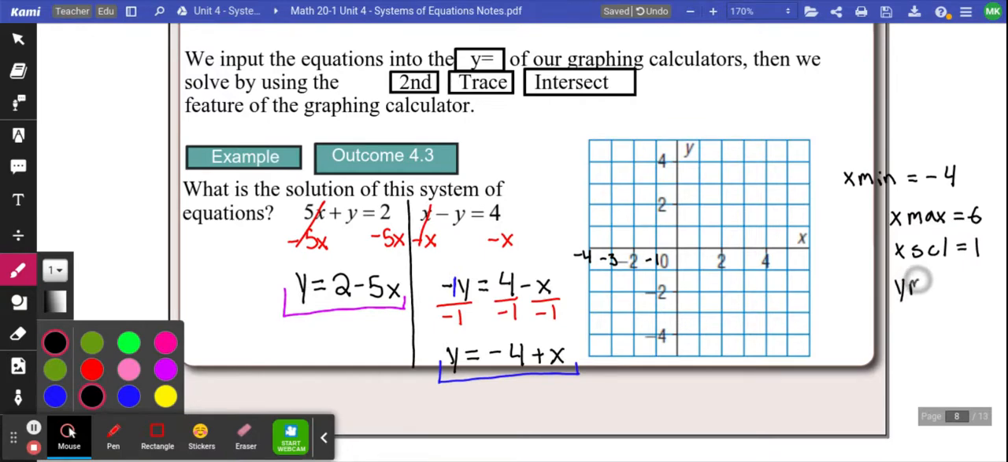My y minimum, so that's the lowest the graph goes. It looks like it goes down to negative 5 here. My y maximum, if I look at my graph, it looks like it goes up to positive 5. And the y scale is just counting by ones.